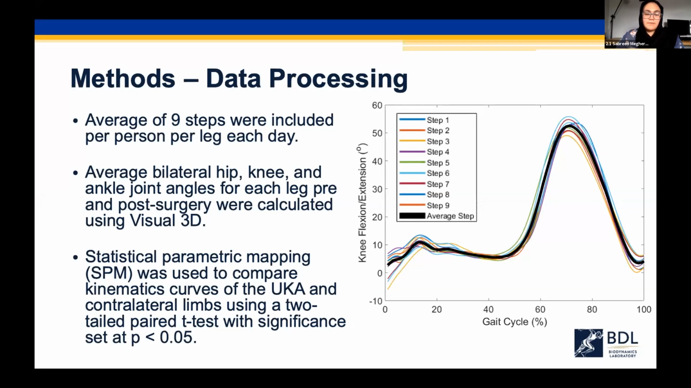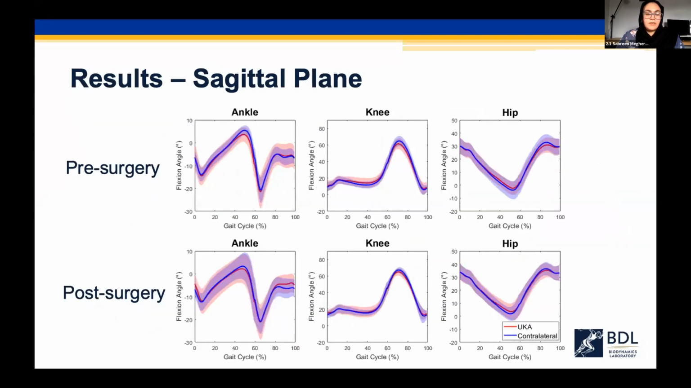Statistical parametric mapping was then used to compare kinematic curves of the UKA and contralateral limbs using a 2-tailed paired t-test with significance set at p less than 0.05. This figure shows the ankle, knee, and hip sagittal plane joint kinematics throughout the gait cycle pre and post-surgery. We were unable to identify any significant side-to-side differences in sagittal plane kinematics before and after surgery.